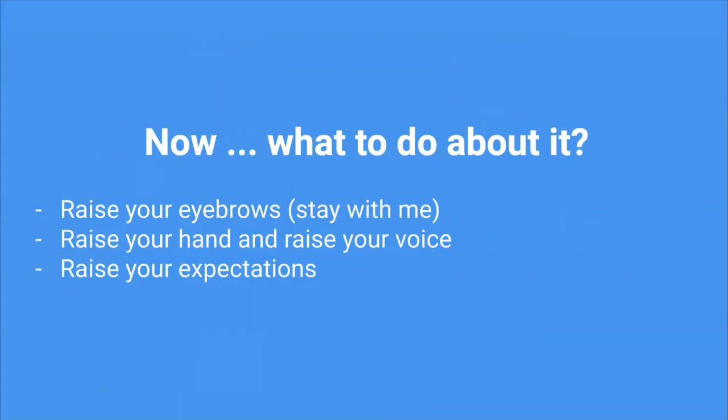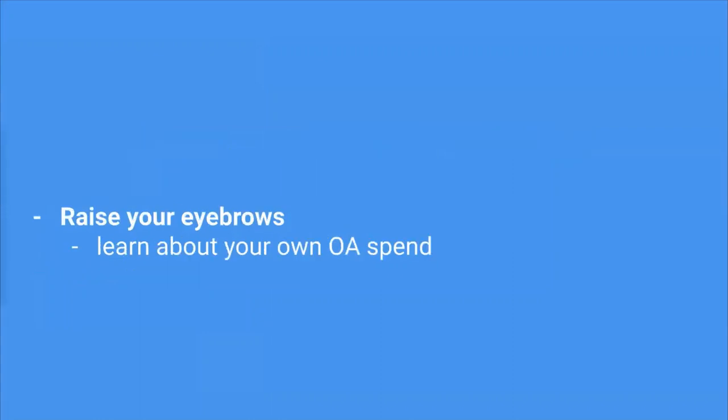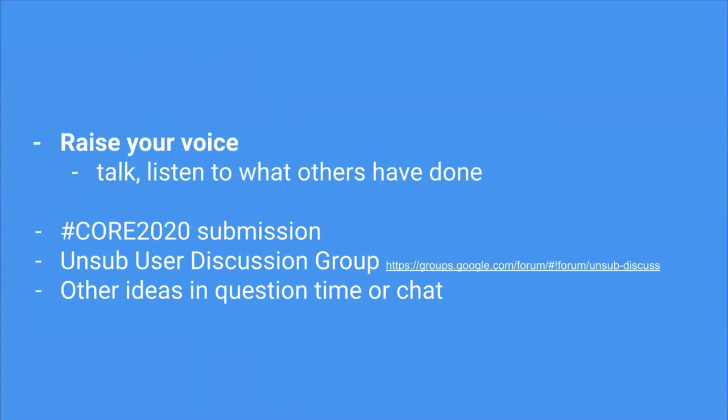So that's the quick overview on how to calculate APC spend at your university. And now the question would be, what should you do about it? I'd like to suggest there are 3 things. Raise your eyebrows, raise your hands and your voices, and raise your expectations. Raising your eyebrows is to question and learn, just like you're doing right now. Learn about your own OA spend. Raise your voice: talk and learn about what others have done.